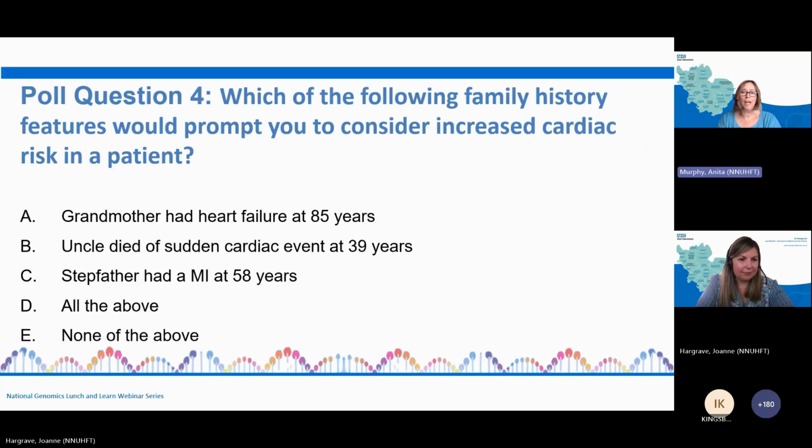So if we look at our next question. Which of the following family history features would prompt you to consider an increased cardiac risk in a patient? So we've got A, a grandmother who had heart failure at 85, B, an uncle who died of a sudden cardiac event at 39, C, a stepfather with an MI at 58 years, so myocardial infarction or heart attack, D, all of the above, or E, none of the above.